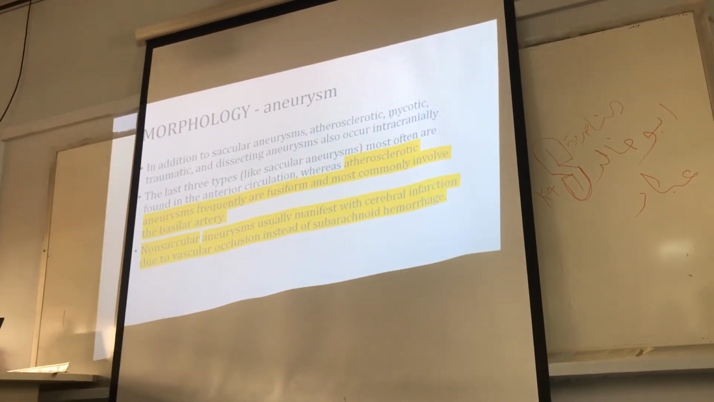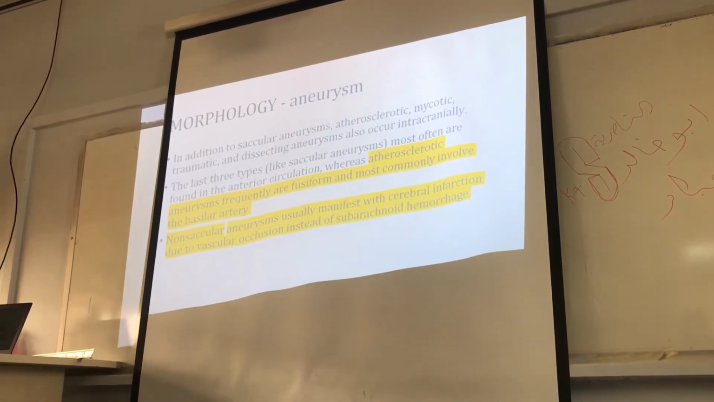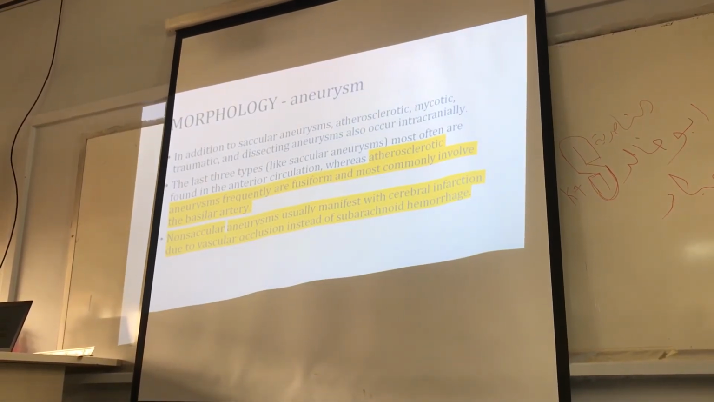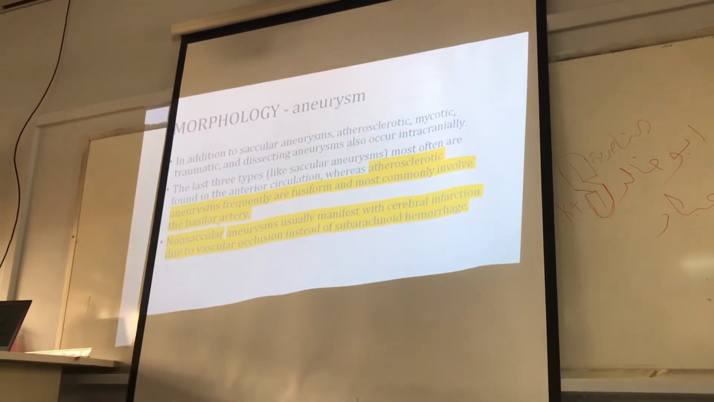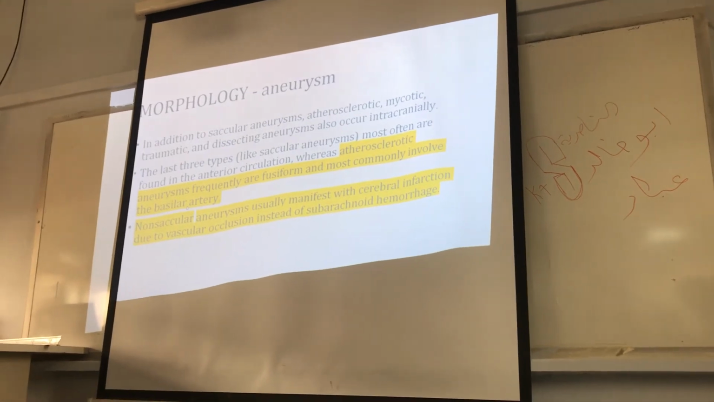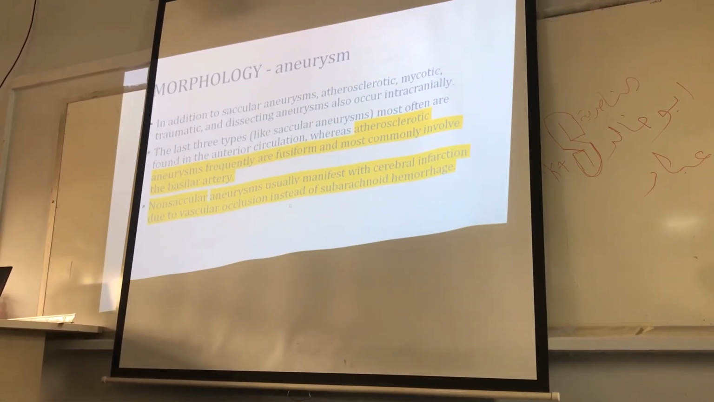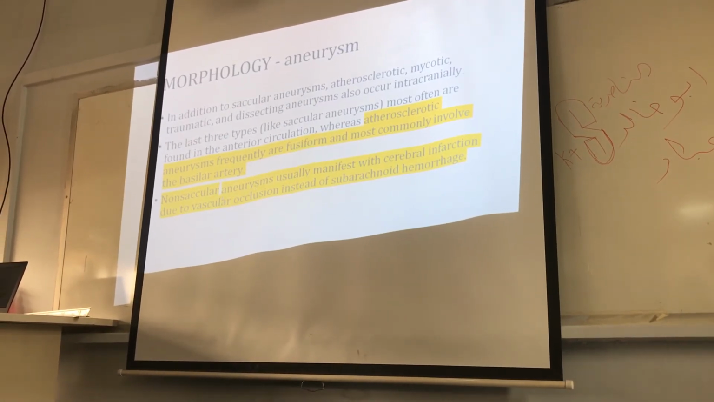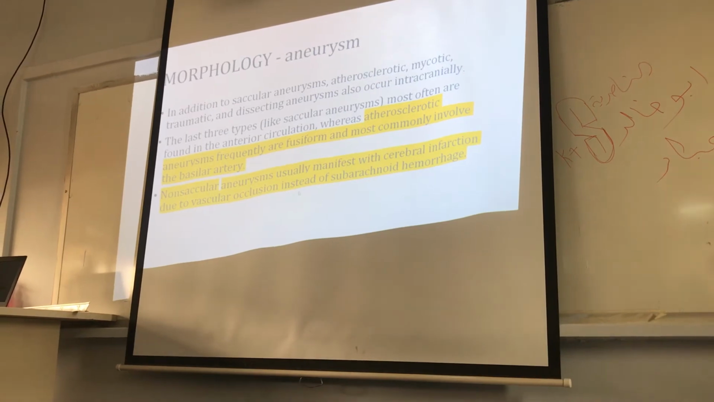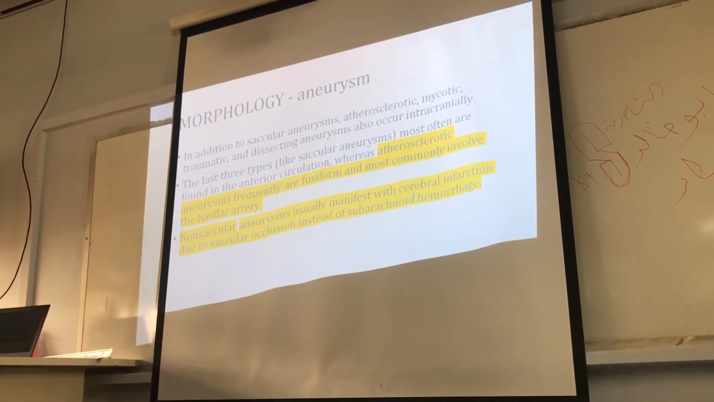The last three types, mycotic, traumatic and dissecting, are often found in the anterior circulation, whereas atherosclerotic aneurysms are commonly found in the basilar artery. So what are the complications? They manifest with cerebral infarction due to vascular occlusion. Non-saccular aneurysms, meaning other than saccular aneurysm, usually present with cerebral infarction, whereas saccular presents with subarachnoid hemorrhage.